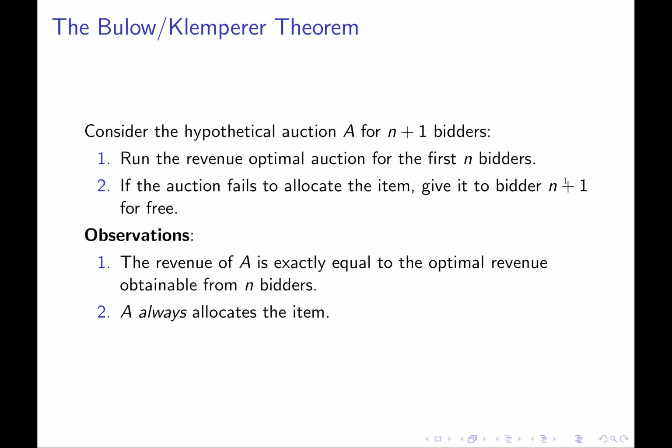And also, this mechanism always allocates the item, by construction. If the revenue optimal auction fails to allocate the item, then by fiat, this mechanism allocates the item to bidder n plus 1. And this is also a dominant strategy truthful mechanism. Bidder n plus 1 has no incentive to lie, because whether he gets the item or not is entirely independent of his bid. And the first n bidders have no incentive to lie because I'm running a dominant strategy truthful mechanism on them.